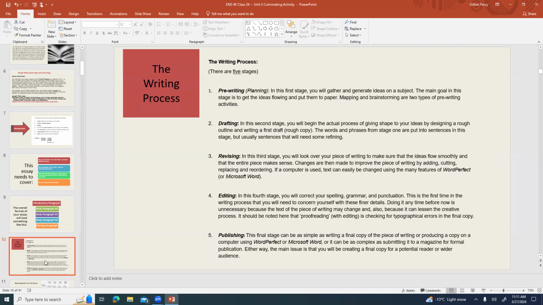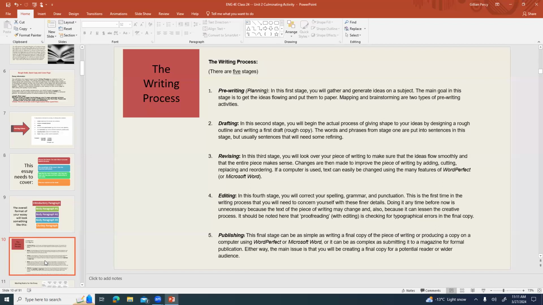After you've got all your ideas done in your pre-planning, then actually start to use your ideas to create your rough draft. The words and the phrases from stage 1 are put into sentences at this point, but they are usually sentences that are going to need some refining. Okay. Then after you've got a rough copy of everything, now you're going to go back and look over your writing. Where are some places you can make the ideas flow more smoothly? Do the paragraphs make sense? Do you need to add some transition phrases, some linking, change your sentence structure? Anything you can do that will improve the overall writing.